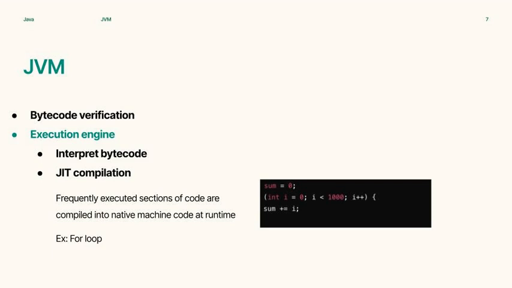For example, consider the following loop. Since this loop runs 10,000 times, the JIT compiler may detect it as a hotspot and optimize it by compiling it into native code, eliminating redundant checks and making execution significantly faster.